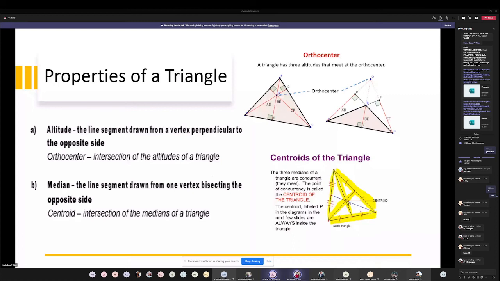And the point where the three medians intersect is called the centroid. If you're familiar with mechanics, a higher level physics subject, maybe you have heard of the word centroid.